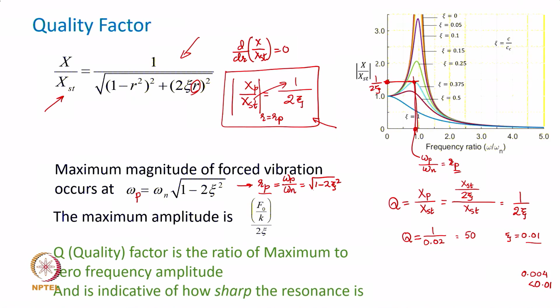This quality factor, if I use a zeta value of, let us say, 0.2, forget about this. So, if the damping ratio goes beyond 0.1, let us say 0.2, then you have 0.4 here in the denominator. How much will the quality factor be?